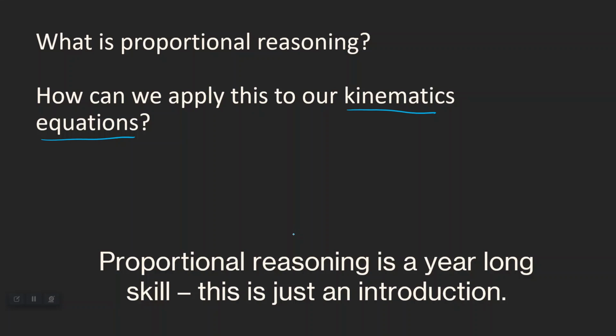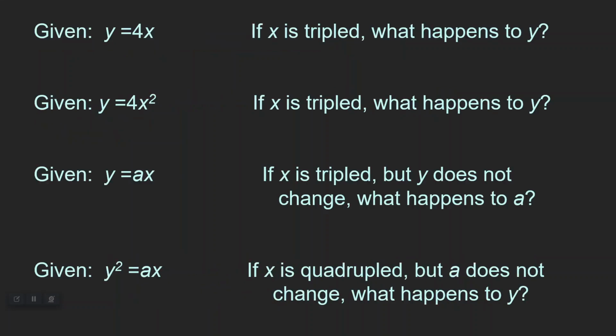And one thing to keep in mind, this is just an introduction to proportional reasoning. This is a mathematical skill that we are going to be working with all year, so there is no pressure to try to master it today. This is just going to serve as an introduction, but we are going to get practice pretty much every single unit. So proportional reasoning is a type of math and logic that allows us to see how related variables, variables that might be related to each other in an equation, might change or not change together.